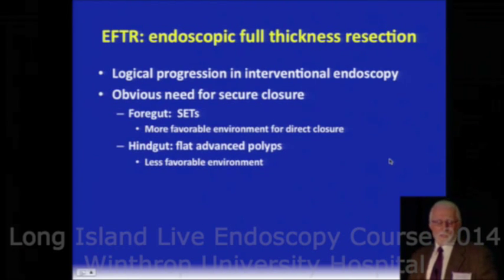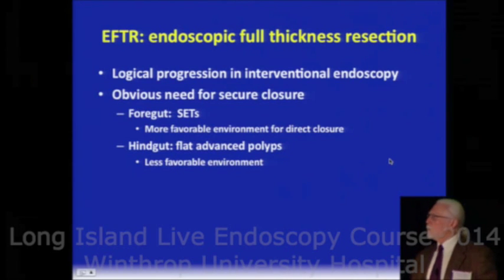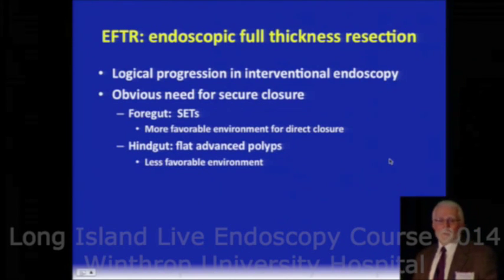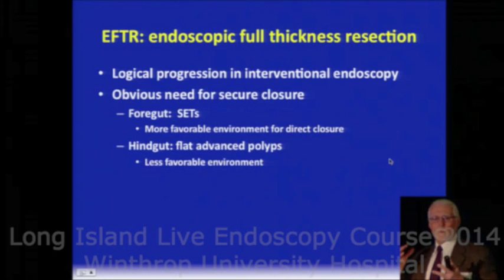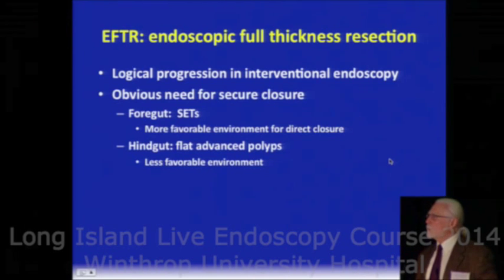The foregut, I think, is a little more favorable environment for direct closure. If you remove a lesion within the stomach, it's nicely housed around by the liver. There's omentum right below the greater curvature. Most people have a nice big fat pad in the proximal stomach. So when you make a full thickness closure, there's not a lot of haste that's needed to close that, because it kind of self-seals itself more or less.